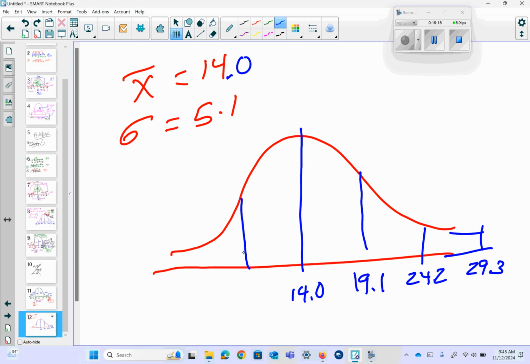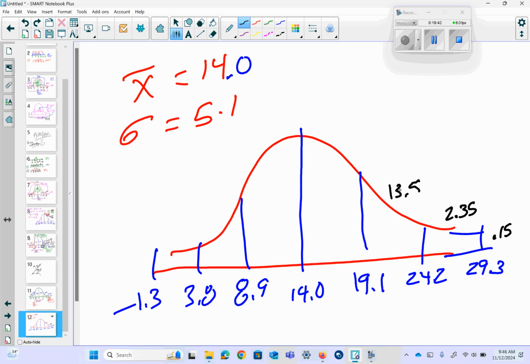Then going the other way, 14 minus 5.1 is 8.9. Minus 5.1 is 3.8. Minus 5.1 is negative 1.3. Ooh, you have a boxing match that's negative in length, which can't happen. So over here this is 0.15%, this is 2.35%, this is 13.5, this is 34, 34. These are all percents. I'm just being lazy and not writing a percent sign. Okay, so that's our breakdown.